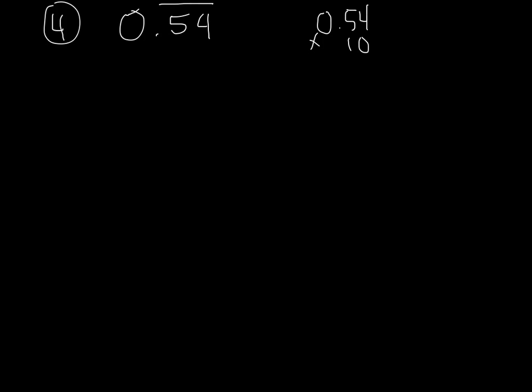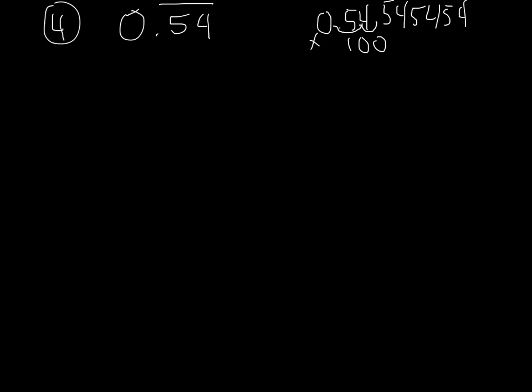So let's try another one. This one must be number 4. So what if I have 0.54 repeating? I already explained to you why. So this time, if I multiplied it by 10, I couldn't, because I'd only move it once. I need it to move twice to get a whole number, because this is 54, 54, 54, forever.